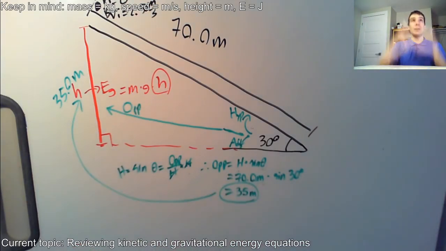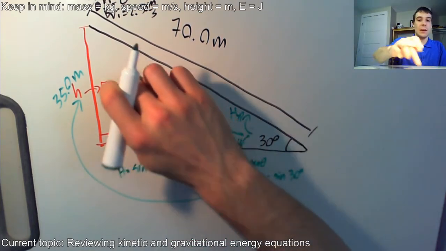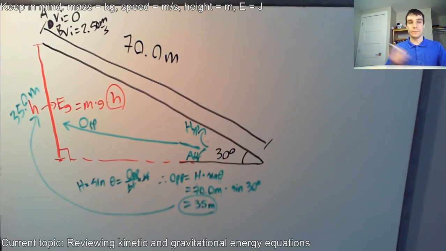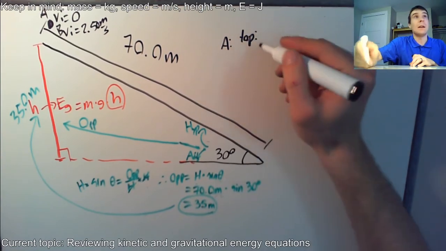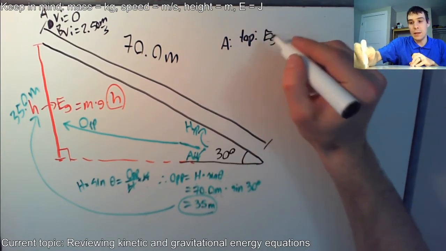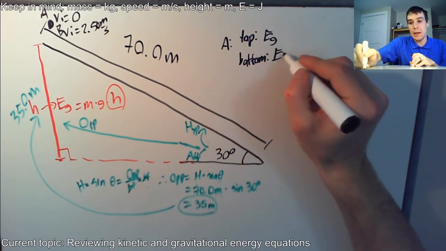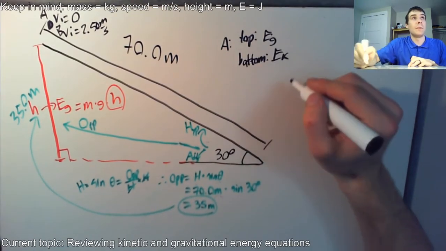Now that we know how far it's dropped, we know how much gravitational energy it's going to lose, because we know G and M, once we set up the problem correctly, is going to cancel out. So let's actually set this up. At the top, in scenario A, it's all the EG. At the bottom, it's all EK, because there's no speed at the top.